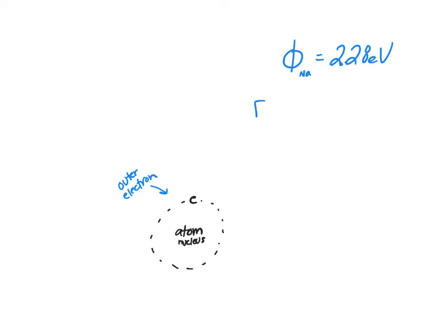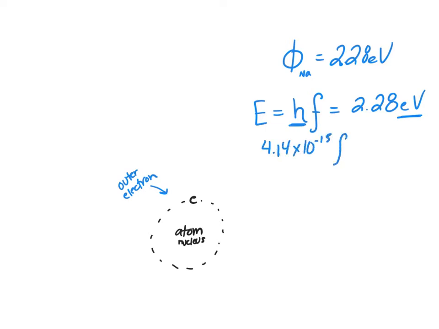So we want to send down that amount of energy to break that bond. What energy are we getting that from? We're getting that from the light. So H times F would have to be at least equal to 2.28 electron volts if we're going to even just break that bond. We could pretty easily calculate that. We're dealing with electron volts, so we'd want to put in our Planck's constant in electron volts. That would be 4.14 times 10 to the negative 15th times the frequency is equal to 2.28.